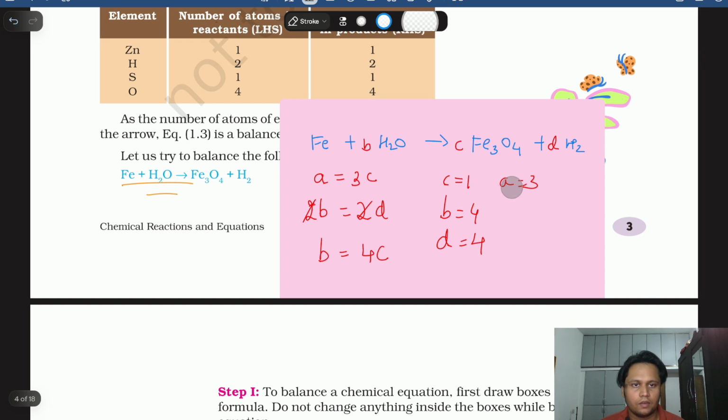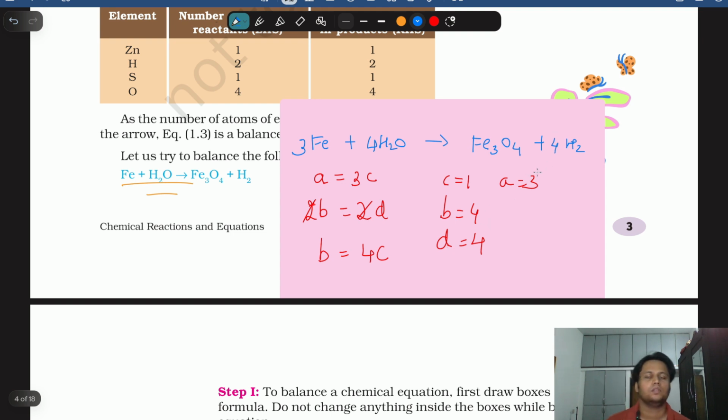What is A? A is 3. What is B? 4. What is C? 1. What is D? It's again 4. So this is how you balance a chemical equation in a very easy manner.